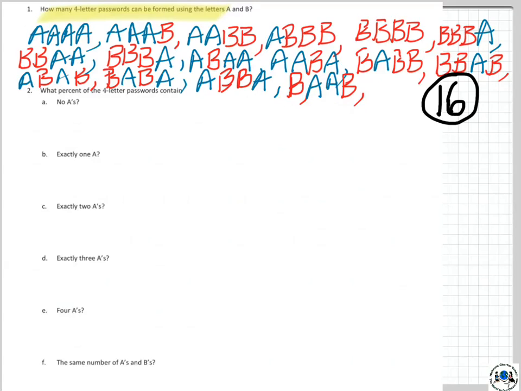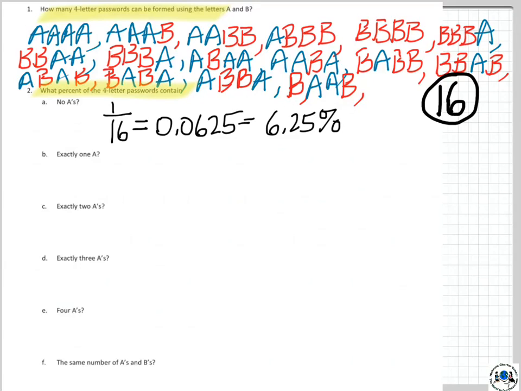Okay, so let's get to it. Yeah, percentage with no A's. 1 out of 16, 0.0625 or 6.25%. Again, a good one. Now it's good to know these unit fraction equivalent percentages. So you know now that 1/16 is the same as 6.25%. Good thing to know.